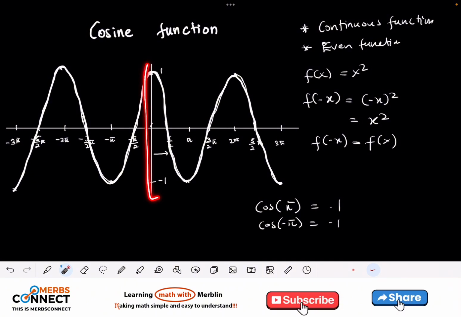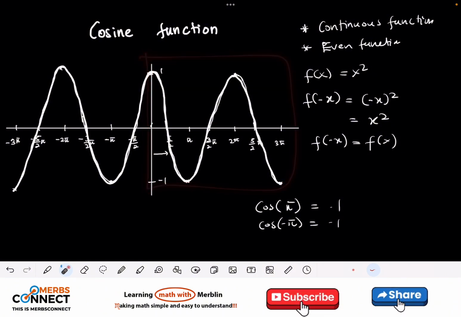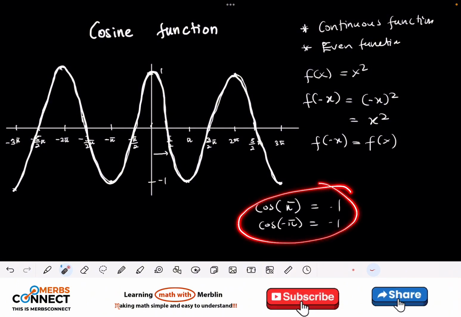So with this one, if I just learn the right hand side, every result that I'm going to get is the same as the left hand side. Unlike the sine function, where if I learn the right hand side, I need to negate the results before I get the left hand side. But with cos, my right hand side is the same as my left hand side, as you can see from here. All right.